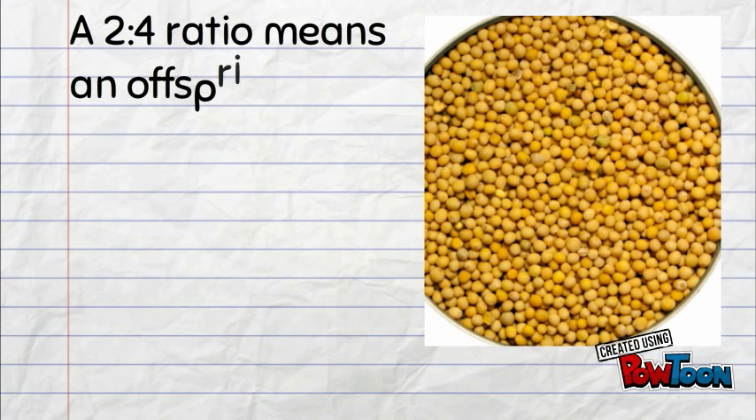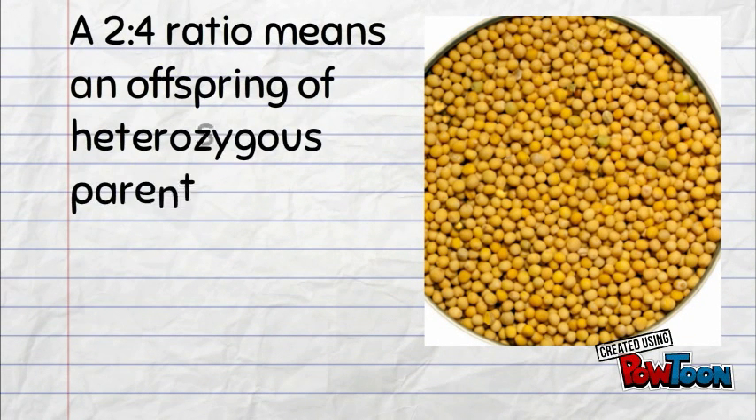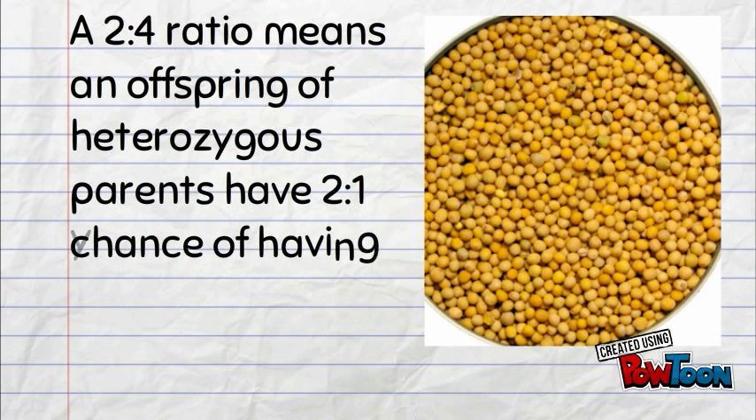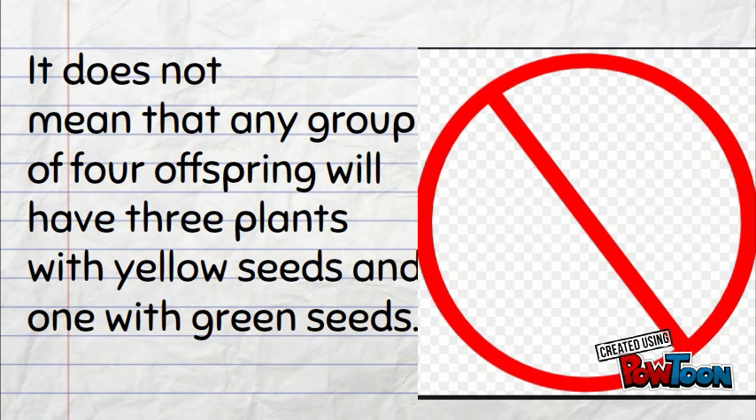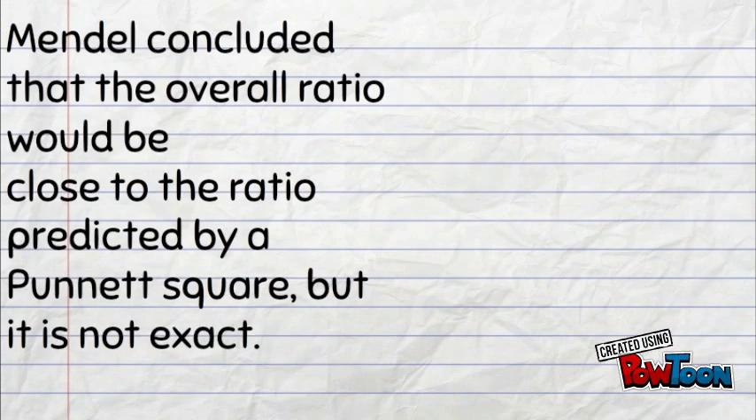A 3-to-1 ratio means that an offspring of heterozygous parents has a 3-to-1 chance of having yellow seeds. But this does not mean that any group of 4 offspring will have 3 plants with yellow seeds and 1 with green seeds. This is just talking about probability, although it is pretty close to the actual result.